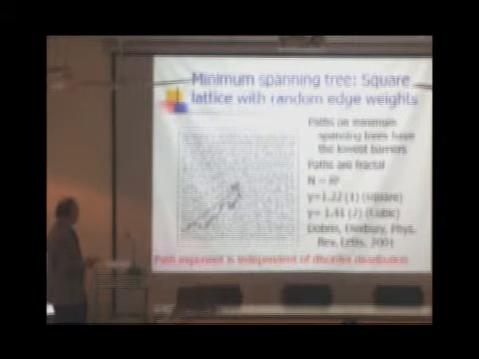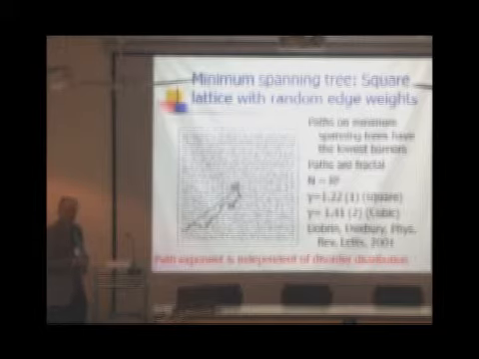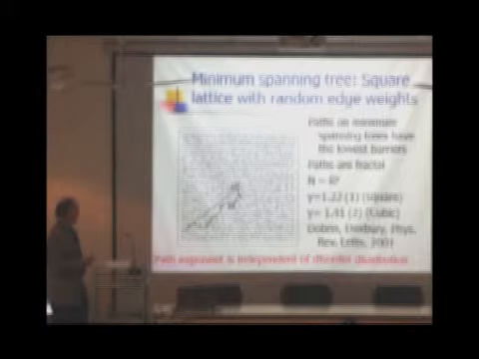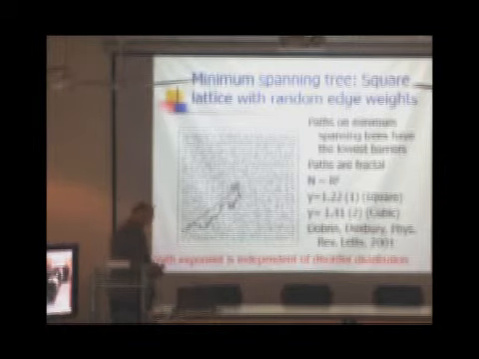It turns out that the paths on the minimum spanning tree in this network are the same as the paths on percolation networks, connectivity percolation. So these paths are the same as the paths in percolation. And we wrote that and proved it rigorously there.